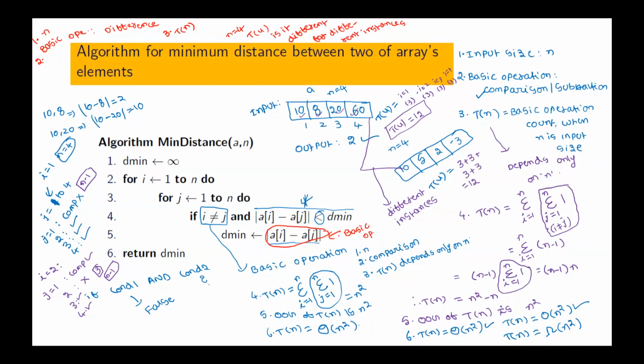See, we are only counting, we are not bothered about what is the result of AI minus AJ. What is the operation that we are performing? That is only our concern, no? But it's an operation in step number 5, right? Correct. Step number 5 will only execute if the condition given in step number 4 is true.